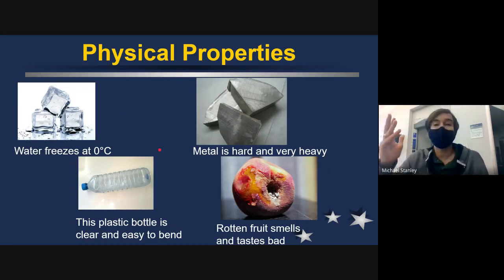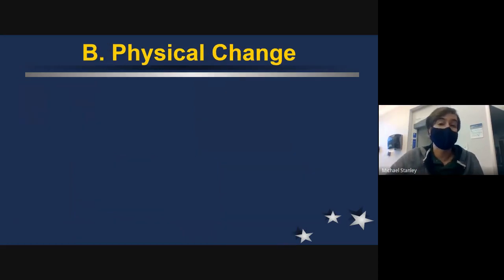But what about if we changed up how these things looked? So this metal over here looks like maybe it was one big piece at some point, but then somebody either dropped it on the ground or hit it with something or cut it with something, and it got separated into these like 3 smaller pieces. So if a substance goes through that kind of transformation, that is called a physical change.